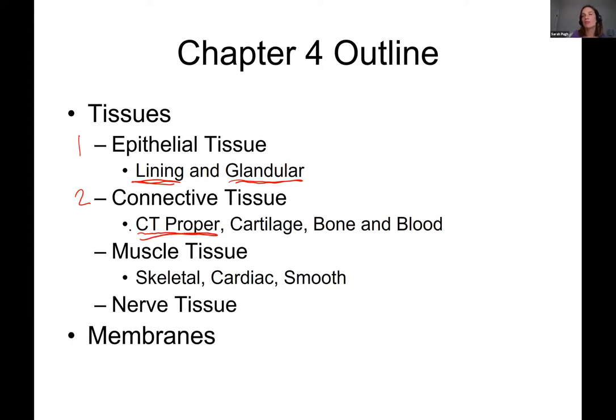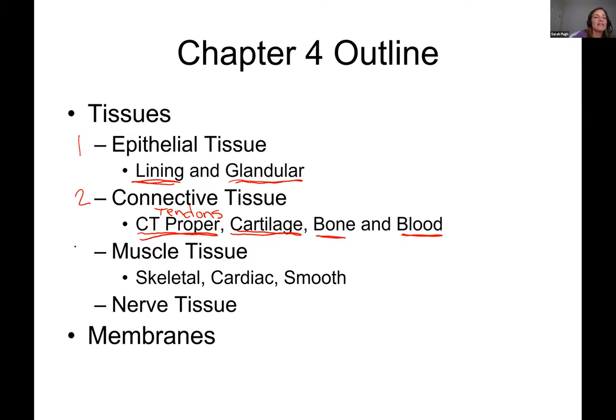So this would be things like connective tissue proper. And I know you don't know what that is. That would be like tendons and ligaments. That's connective tissue proper. Remember tendons, these are going to connect muscle to bone. So they're connecting things together. Ligaments connect bone to bone. We also have cartilage, we have bone, and we have blood, right? So all connective tissues connect things together.